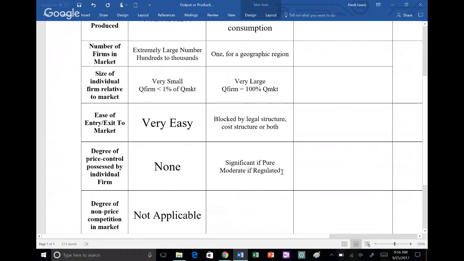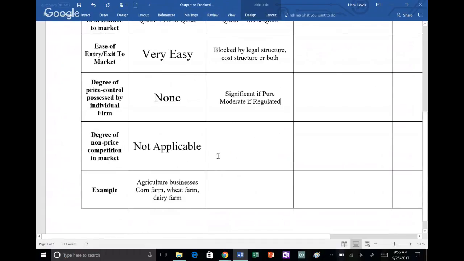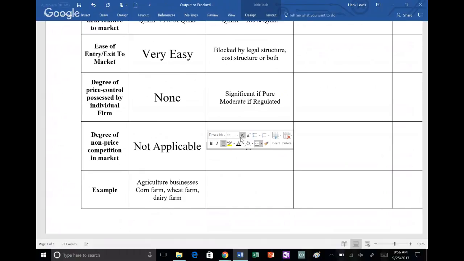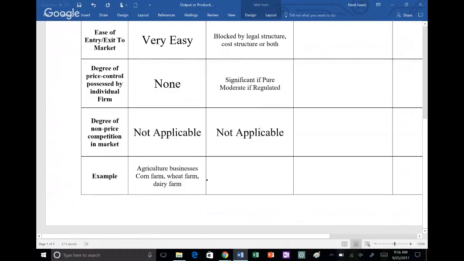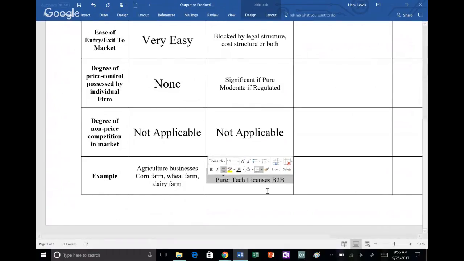Price control is significant if it's a true pure monopoly, but if it's regulated, it's moderate because the government steps in and limits their degree of price control. But notice they always have some price control. Non-price competition is also not applicable, because who's your competition if you're the only seller? Nobody. Examples: your public utility companies, like City of Houston Water and NRG, are regulated monopolies.